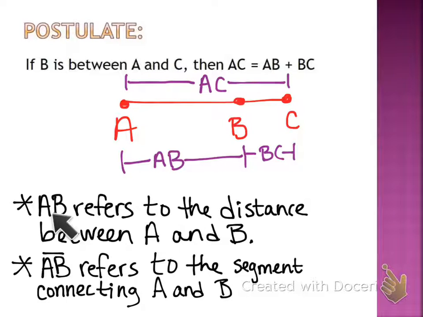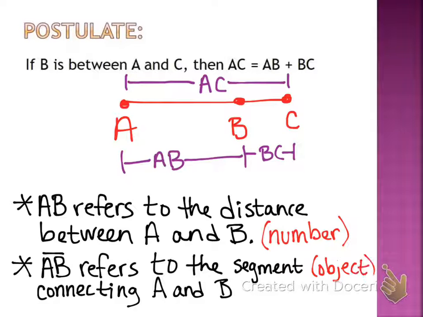It's generic. AB without a bar over it, like we see in the postulate, refers to the distance between points A and B. AB with a bar over it refers to the segment that connects A and B. So when we are referring to AB without a bar, that's usually going to be a number, a length, a distance. AB with a bar is referring to an object. Those are two separate things. You need to be able to keep them separated.